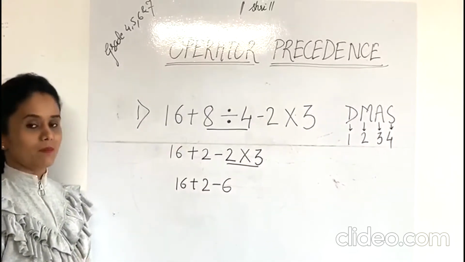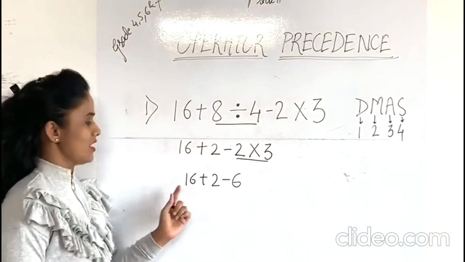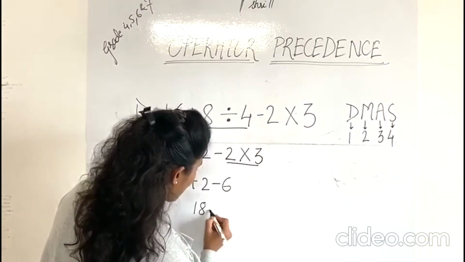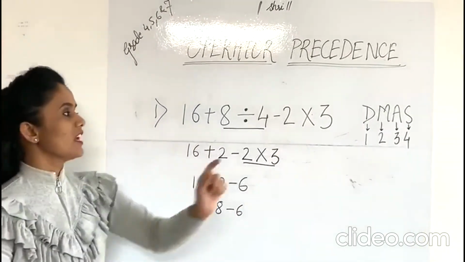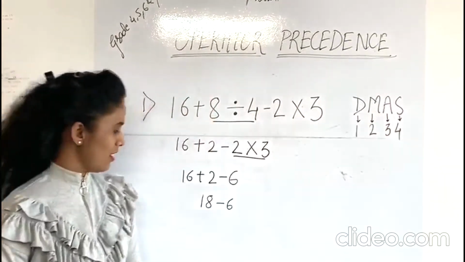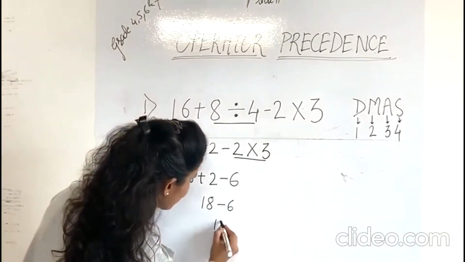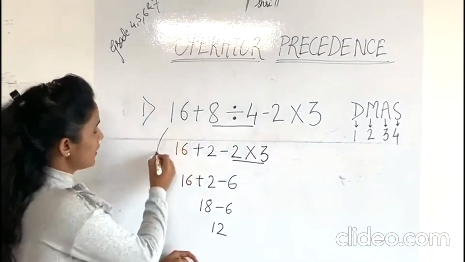Now what is the next step of operation? Yes, that is addition. 16 plus 2 is 18 minus 6 as it is, and the final operation is subtraction, and 18 minus 6 is 12. So 12 is your final answer for this.